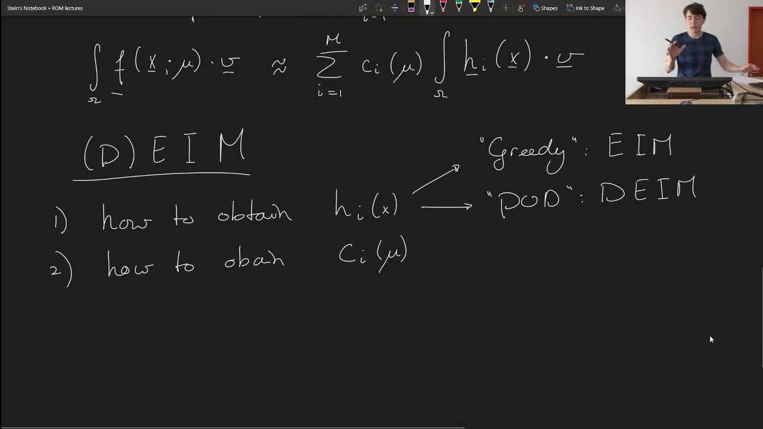Okay, so I'll explain in a minute what that then would look like. What would a greedy method look like for obtaining these functions h, and what would a POD method look like for obtaining h. But first I want to talk about these coefficients c. And again, we want to do this cheaply.